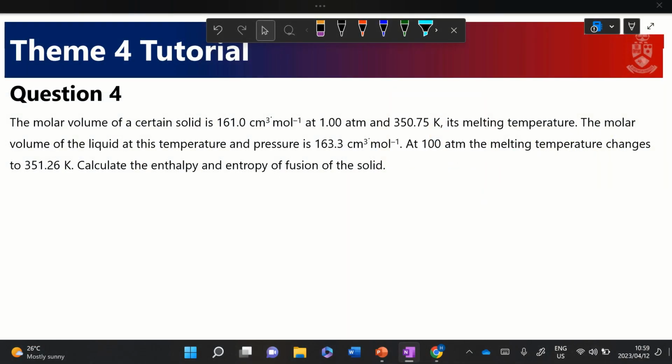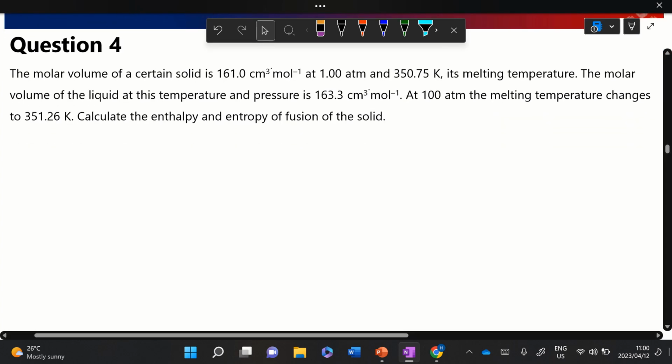Okay, so let's look at question 4. Here we're given the molar volume of a solid at standard conditions, which is also its melting temperature. And then we're also given the molar volume of the liquid at these conditions. We're also given the melting temperature at a different set of conditions. In other words, we're given two sets of pressure and temperature conditions for the melting point. Then we're asked to calculate the enthalpy and entropy of fusion of the solid.